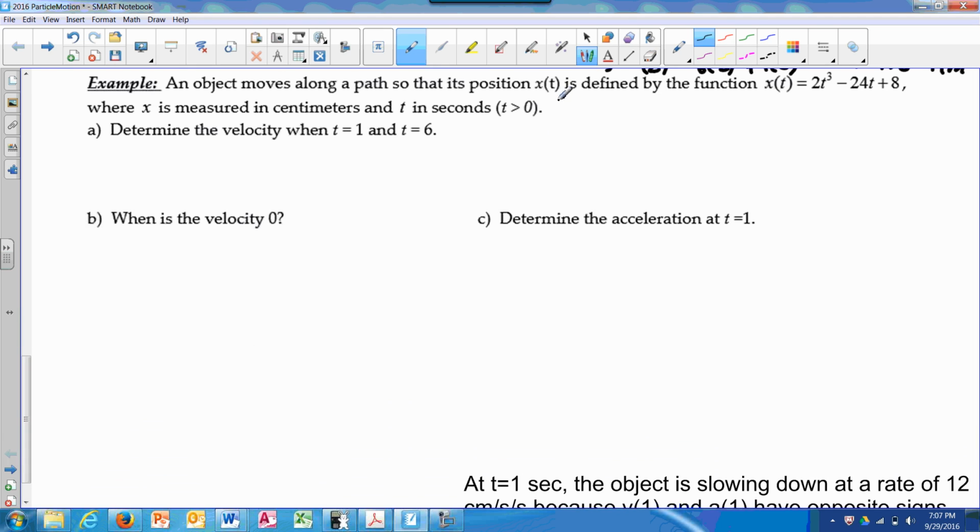Now the acceleration at time 5 is v prime at 5, or s double prime at 5. So that makes it 6 times the quantity 5 minus 12. That's 30 minus 12, or 18.